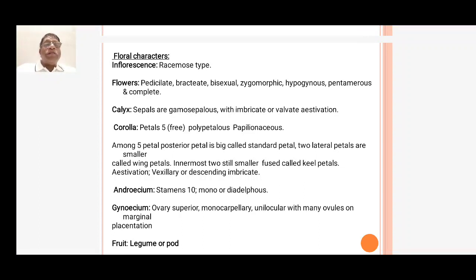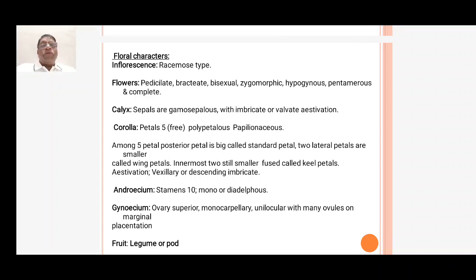Position of the ovary, superior. The flowers are hypogynous. The petals and sepals are in multiples of 5, pentamerous. And complete. Complete means calyx is present, corolla is present, androecium is present, and gynoecium is present. Okay. Very important character: zygomorphic.